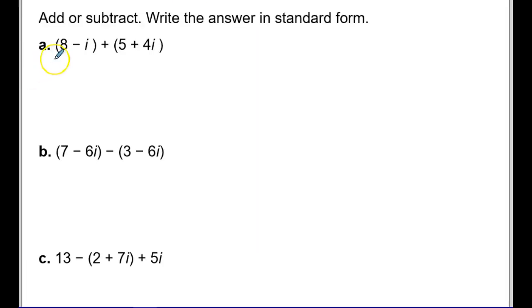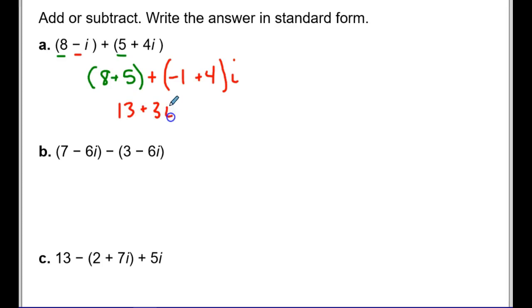So let's look at some examples. Okay, so I have this 8 minus i plus 5 plus 4i. So my real parts are this 8 and 5. So I have my 8 plus 5, plus, since I was adding, my imaginary parts. Here's a negative 1 plus 4, and then my i is included. So my 8 plus 5 is 13 plus 3i. Okay? So now let's look at the second example.